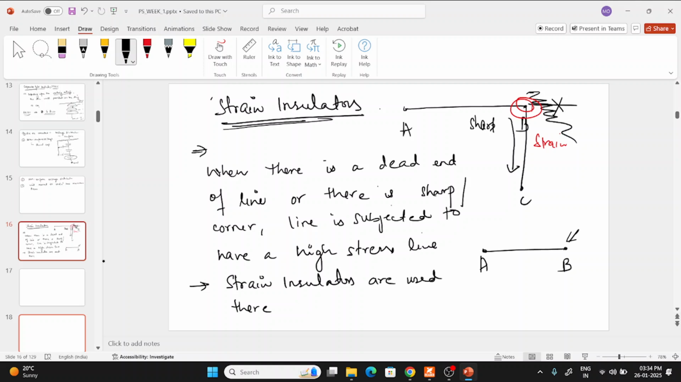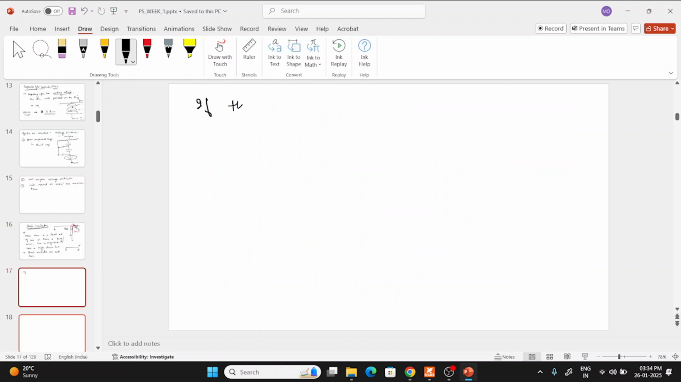तो इस टाइप के इंसुलेटर्स कहाँ यूज होते हैं? इस टाइप के insulators use होते हैं when there is any dead end or there is a sharp corner, then the line is subjected to high stress. But अब क्या होता है इसमें? If these lines are of low voltage, like less than 11 kV, then shackle insulators will be used.